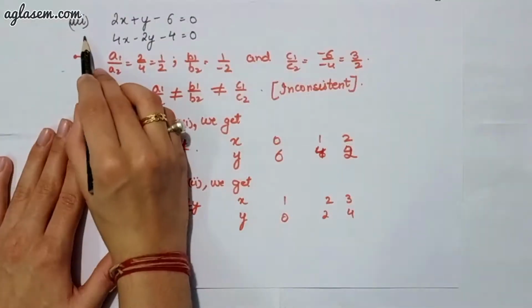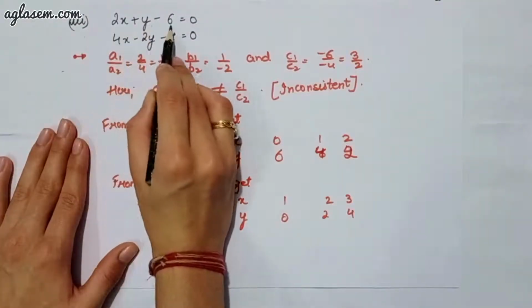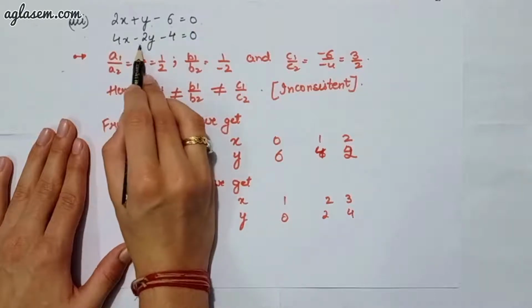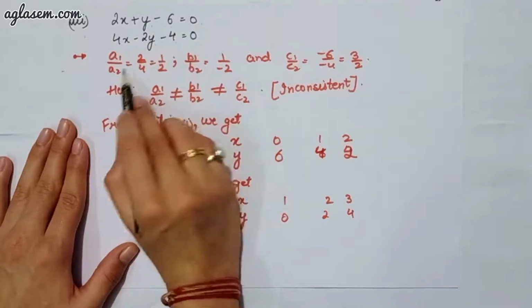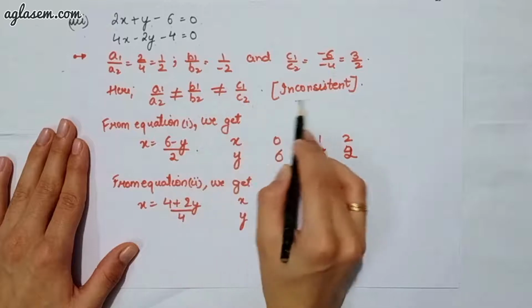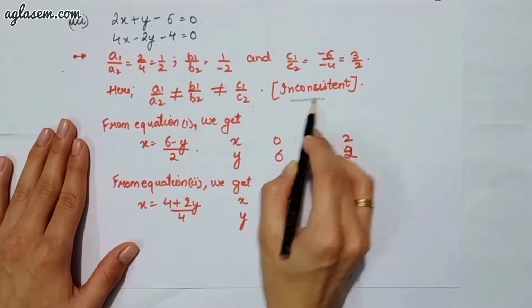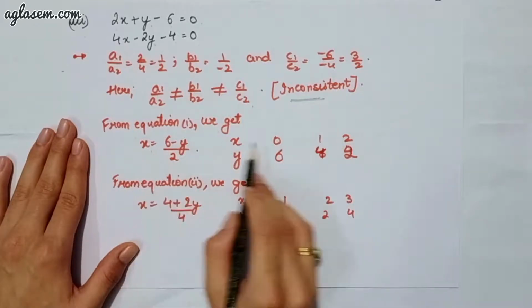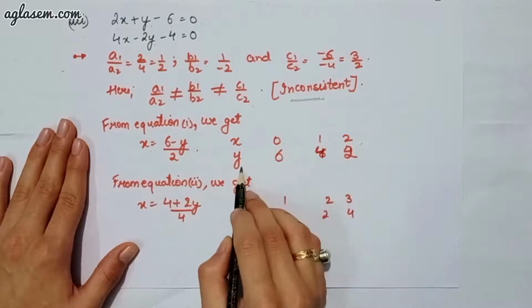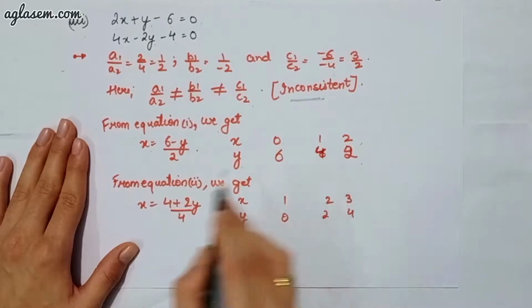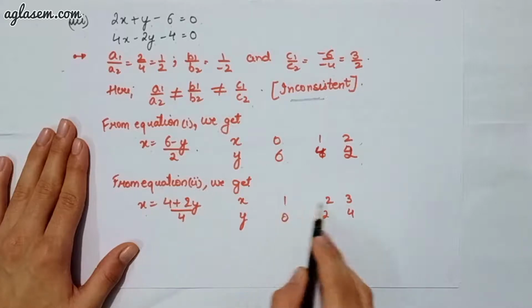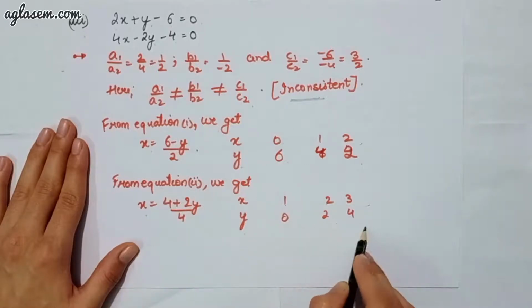Moving to our third part, which says 2x plus y minus 6 is equal to 0, 4x minus 2y minus 4 is equal to 0. Again solving it by the same method, we will get it as consistent. So from equation 1 we can find x as 0, 1, 2 and y as 6, 4, 2. For the second equation we will have x as 1, 2, 3 and y as 0, 2, 4.